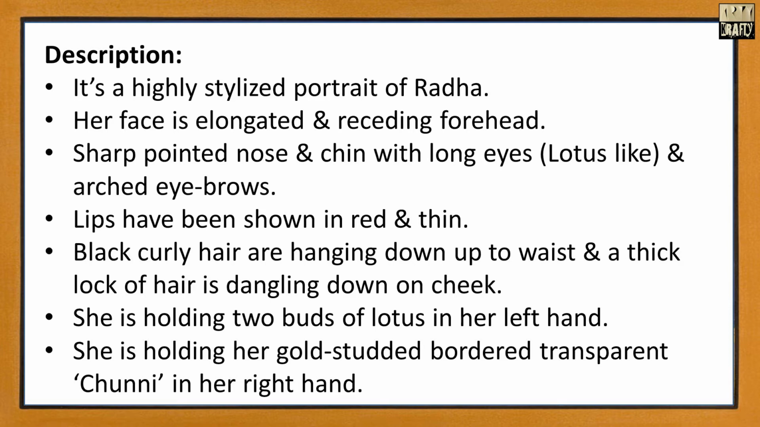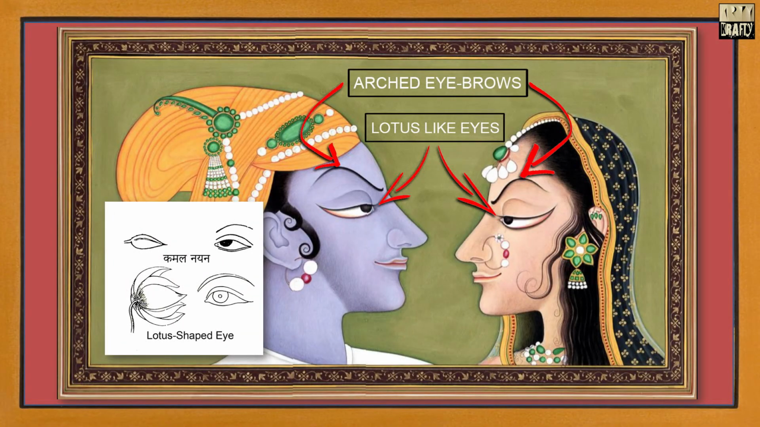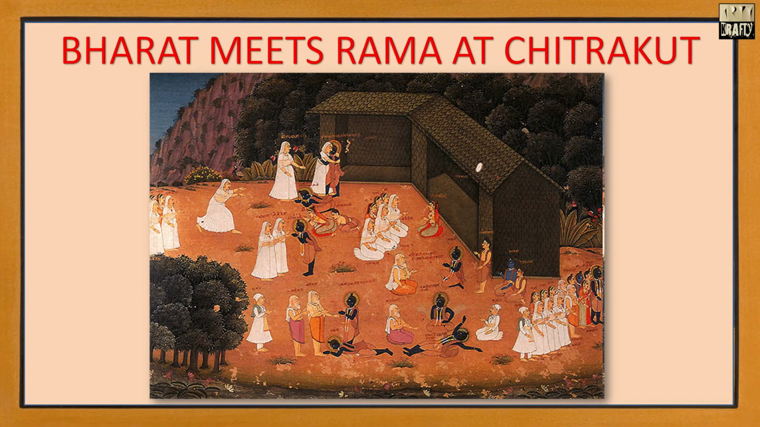She is holding two buds of lotus in her left hand. She is holding her gold-studded bordered transparent chunni in her right hand. This is an example of lotus-like eyes and arched eyebrows. The next painting is Bharat meets Rama at Chitrakut.